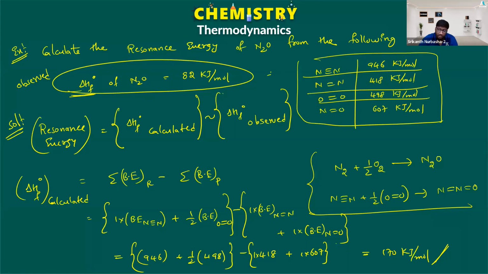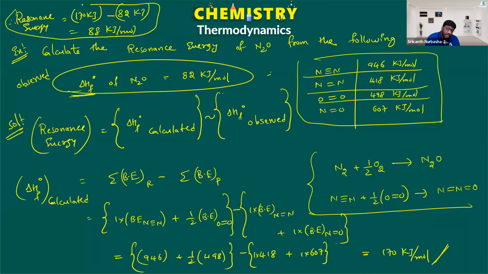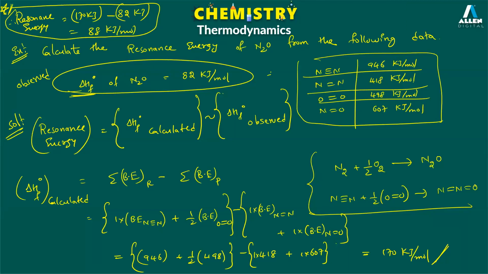So how can you understand the resonance energy calculation, students? Therefore, resonance energy is 170 kilojoule minus the observed 82, that is 88 kilojoule per mole. So this is your resonance stabilization energy, or stability gained. Stability gained is this much. Everyone got it or not? Yes, sir. Yes, right.